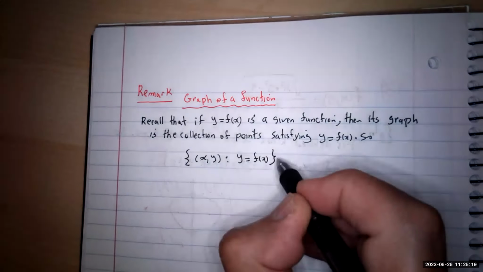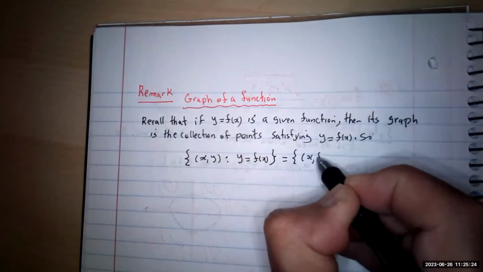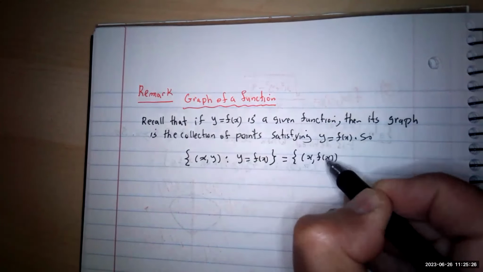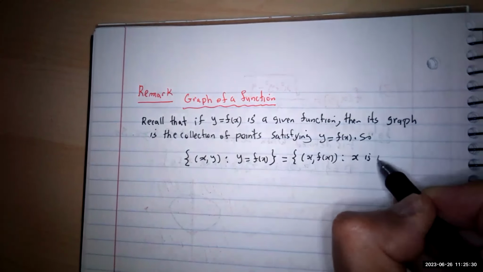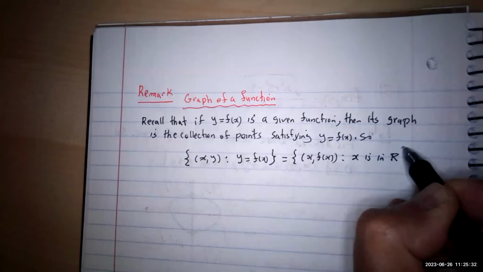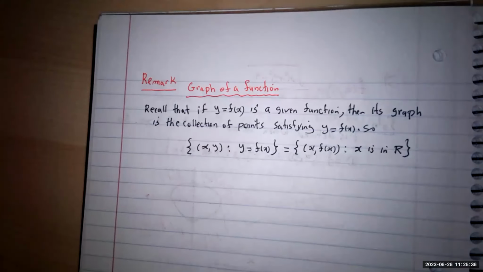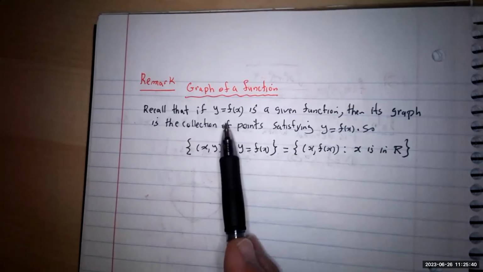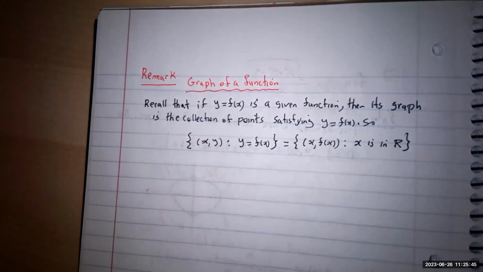Which is the same as the collection of points x and f of x when x is in R. So you describe the graph of a function of one variable. Your function is a function of one variable, and your graph, of course, is going to be two-dimensional. It's going to be on the plane.